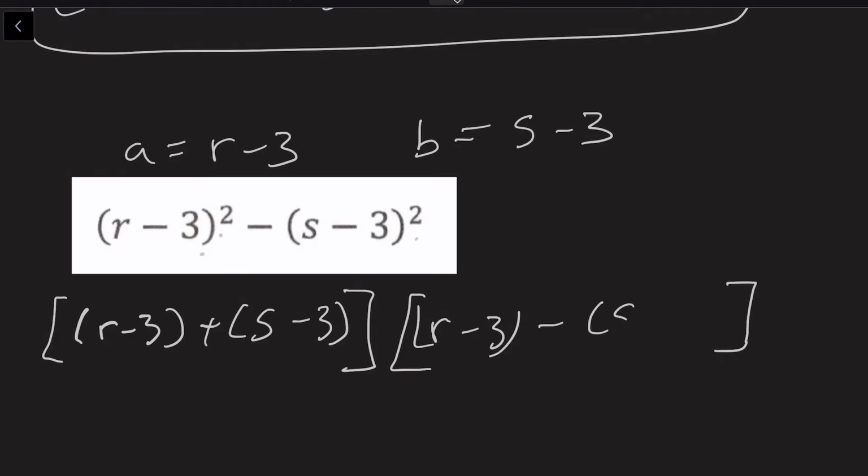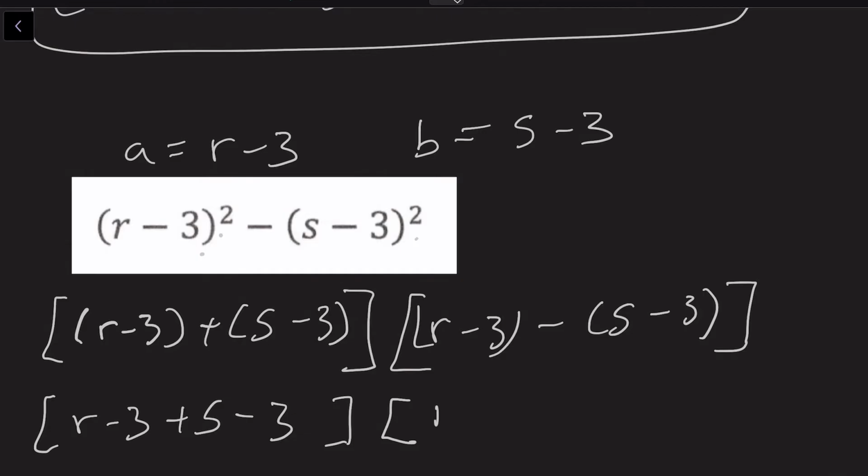minus s minus 3. Now I can distribute the negative through the parentheses here on the second bracket and combine like terms. Well, first of all, let's just take care of the parentheses. So this doesn't have a negative, it's just a positive. So it's going to be r minus 3 plus s minus 3. And then in the second brackets, r minus 3. I'm going to distribute this negative, so that becomes a positive, that becomes a negative, and that becomes a positive. So then I'm left with negative s plus 3.